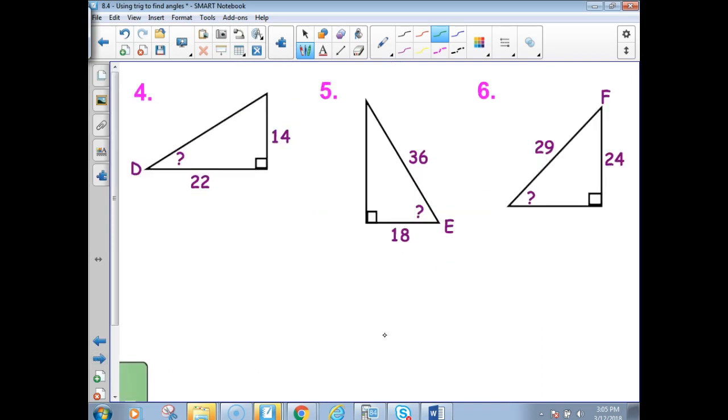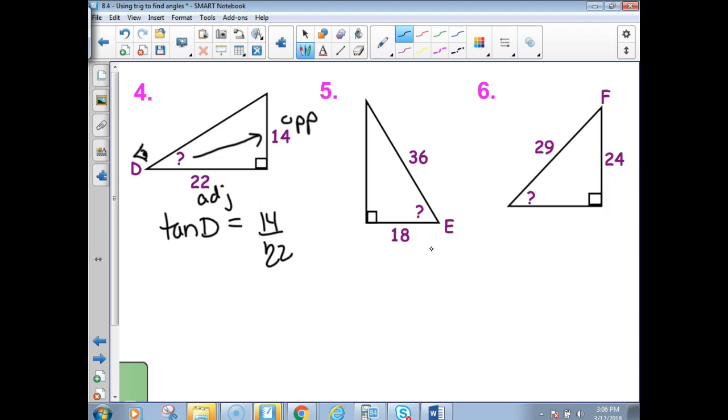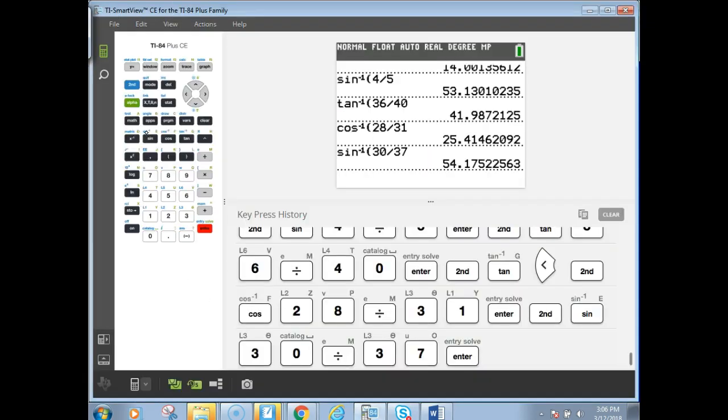All right, number 4. We're standing at angle D. 14 is opposite. 22 is adjacent. The hypotenuse is blank. So that tells me I want to do the tangent of angle D is equal to 14 over 22. And I do second tangent, 14 divided by 22.